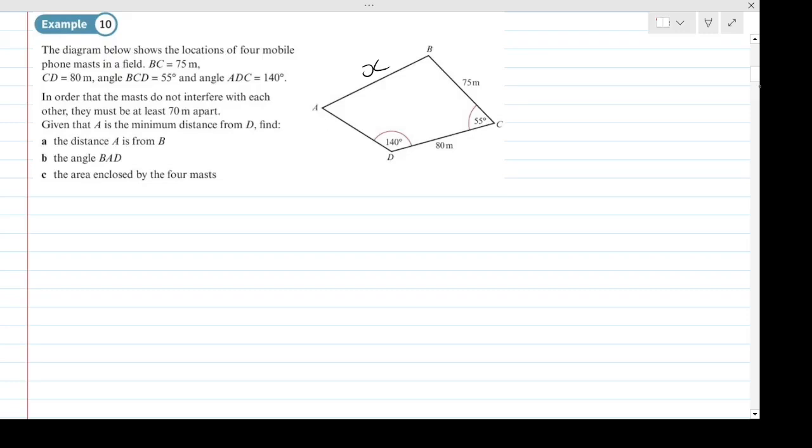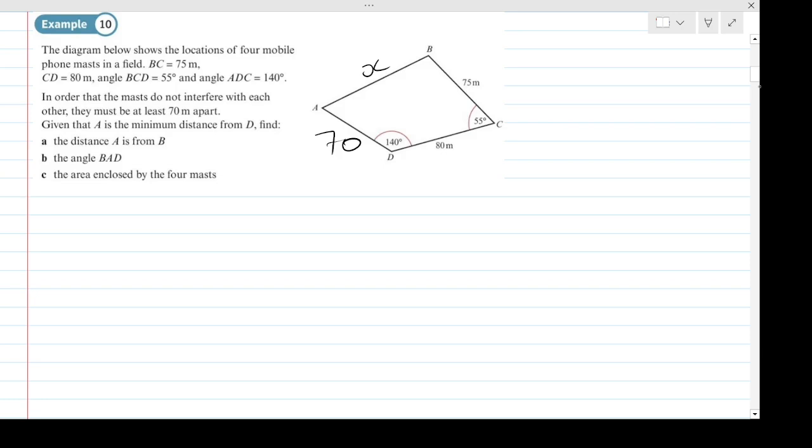So if that's the minimum distance, it has to be 70 then. So we can fill that in as well. A bit confused with, I guess, a little bit of problem solving there, but a bit weird. They didn't give it right away, but there we are. So we've got another side to add on.